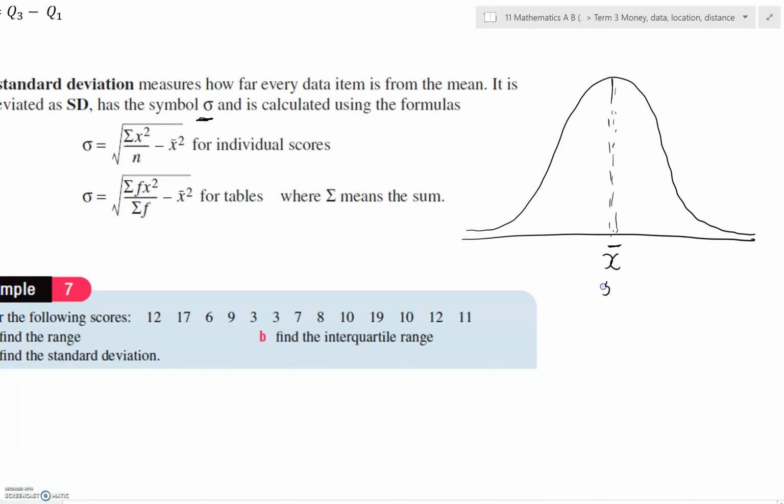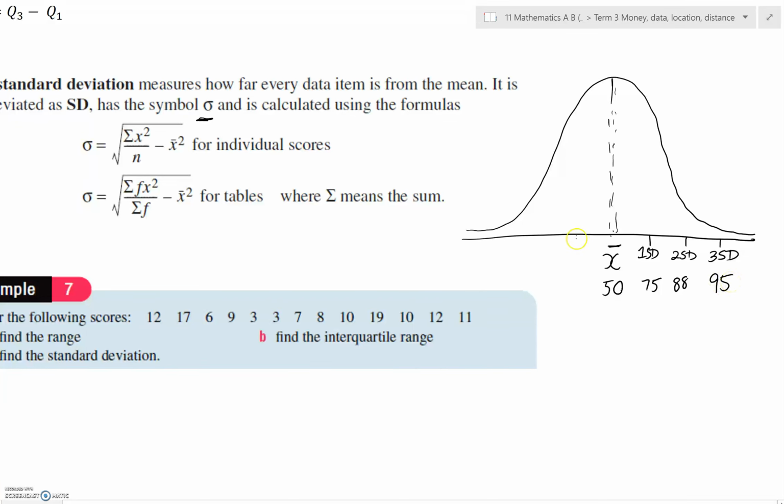So let's say this is 50. Above it, on the right-hand side, you would have one standard deviation away from the mean. So that might be, I don't know, 75. Then you would have 2 standard deviations away from the mean. 3 standard deviations is usually as far as it goes. This might be 88. This might be 95.